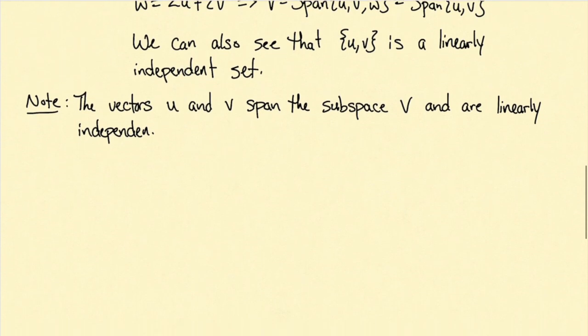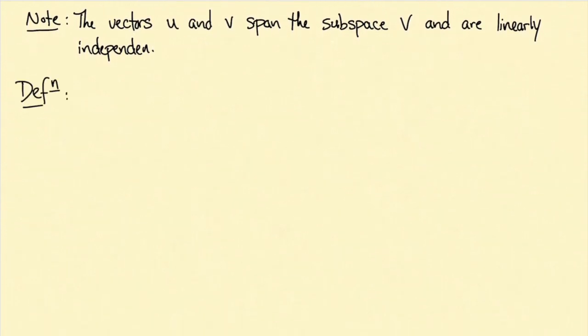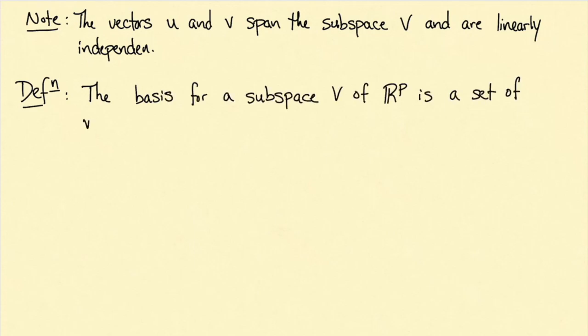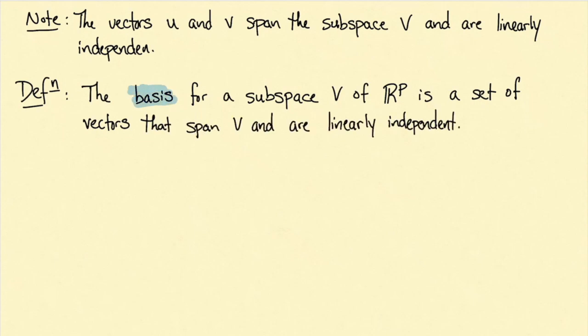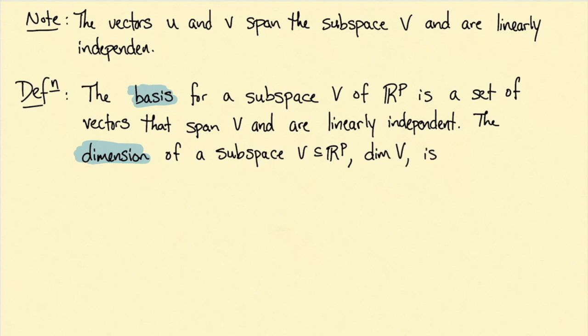So we define the basis for a subspace V of Rp to be a set of vectors that span V and are linearly independent. We're also going to mimic the definition of dimension for spaces that look like Rp, and we're going to say that the dimension of a subspace V inside of Rp is the number of vectors in a basis, and we'll write this as dim V.